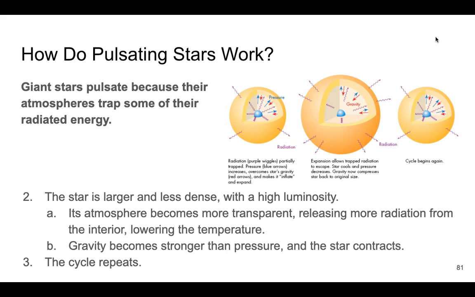Importantly, it's not like it's turning on and off. It's not like it's switching from one fuel to another. It's always doing the same thing. When it's small and dense, it's trapping most of its own light, which heats it up and causes it to expand. Once it's expanded, it's getting rid of a lot of the energy from its light, which causes it to cool down, so it starts to contract again. And so the cycle repeats.